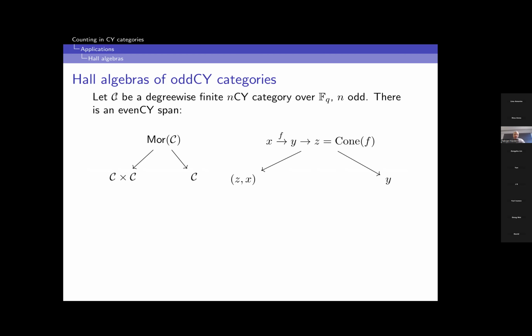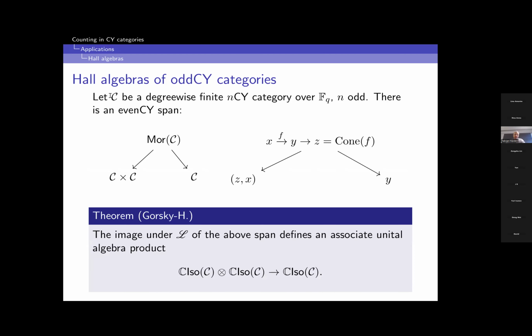And now under our assumptions on C, this span will be an even Calabi-Yau degree-wise finite category. So it will be one of those spans where we can apply this functor L. We can linearize the span. And the linearization will give us a bilinear map, some kind of product on the space of functions on isomorphism classes of C.